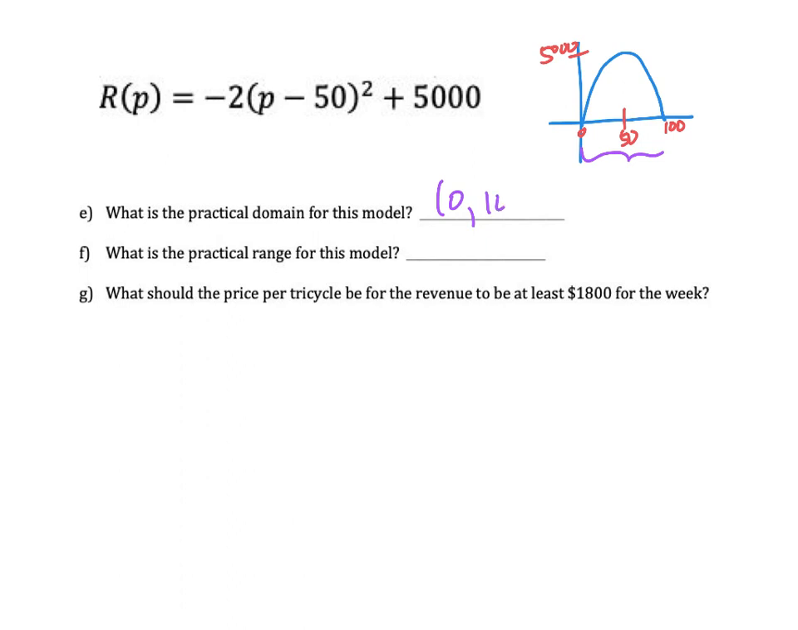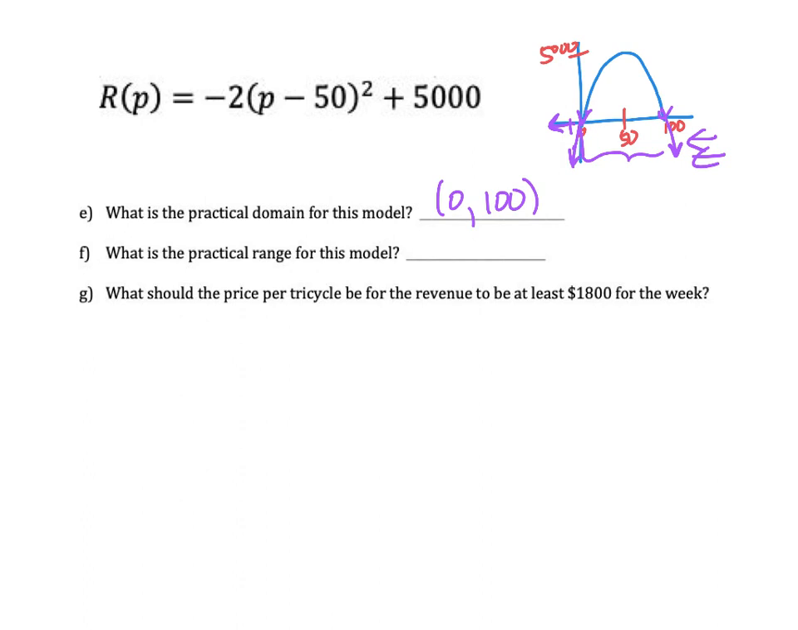So my practical domain, remember I said I had put arrows on my graph? Well, that really wasn't practical. Are you going to sell negative bicycles? Are you going to have a -1? Even though that parabola would go forever. Are you going to sell negative bicycles? No. Are you going to sell bicycles for more money and then lose? These are negative Y values. Do you want to have negative revenue? No. So that's not practical either. So your domain only makes sense between 0 and 100.